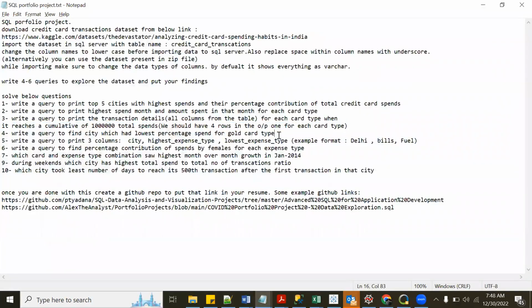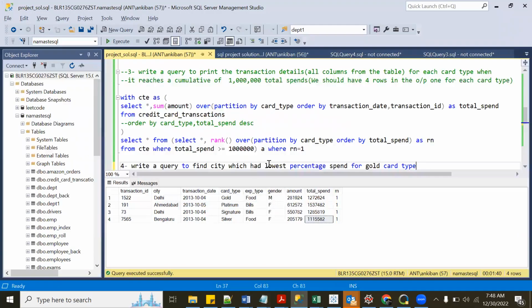Yes, sir, I have sent my approach for the question in the chat box. Sir, can you please look into it? Yeah, so you are doing less than equal to. Is everything else correct, sir? If I do greater than equal to, then you just need to change it from descending to ascending. Yes, sir. Then it becomes the same query. Okay, understood.